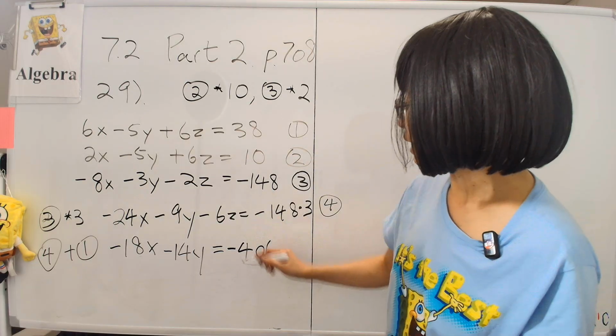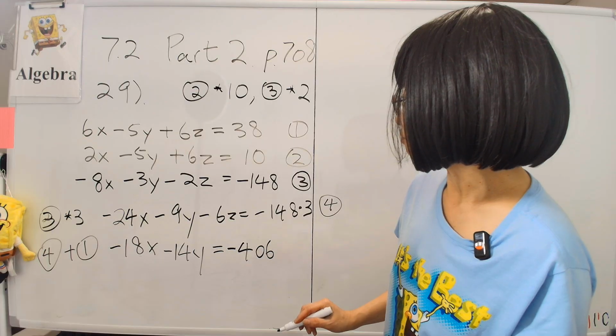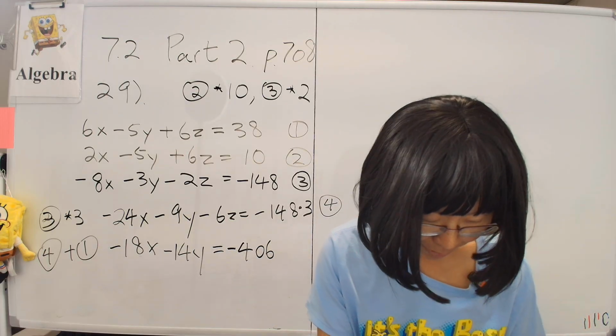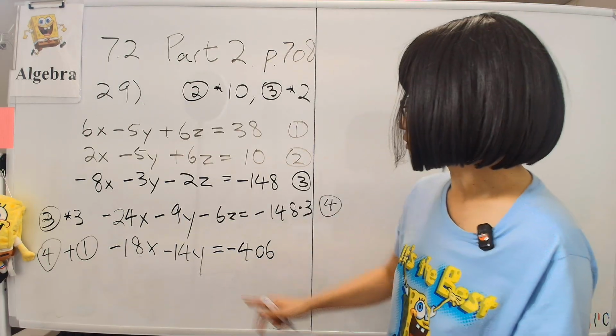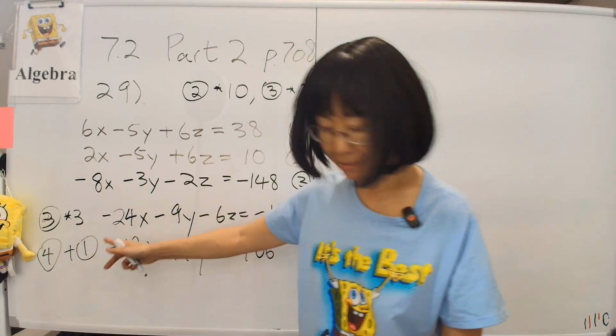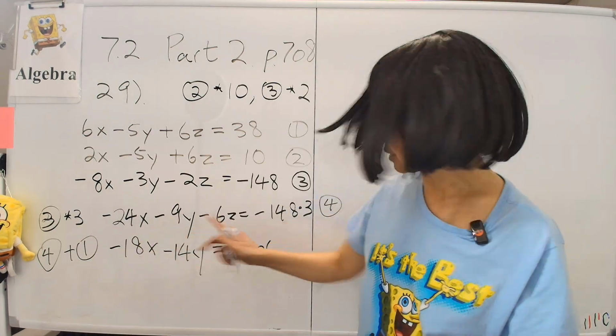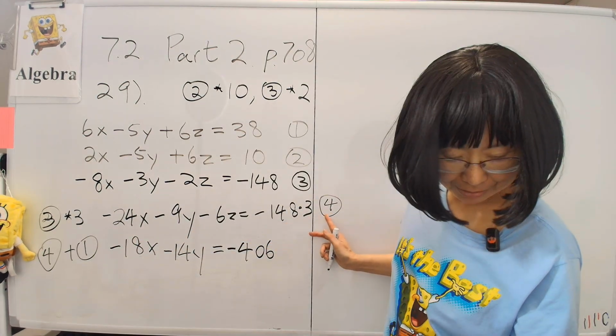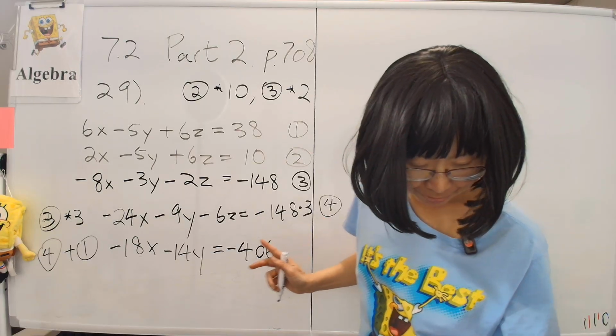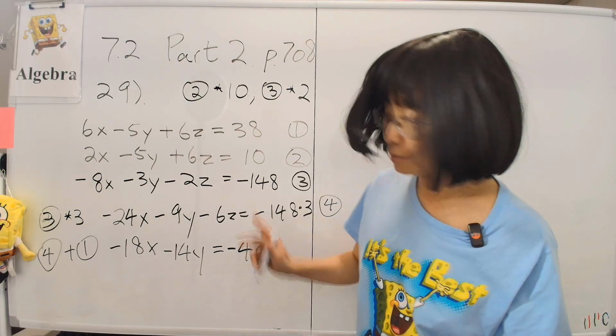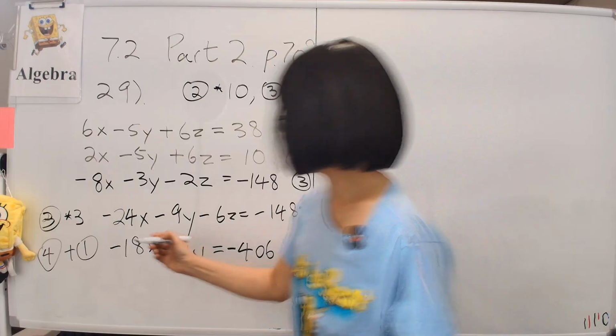Now the next part I need to do is take equation 3 multiplied by 3. We already did that. That is equation 4, and we're going to add it to equation 2, okay? So let's do 4 plus 2.